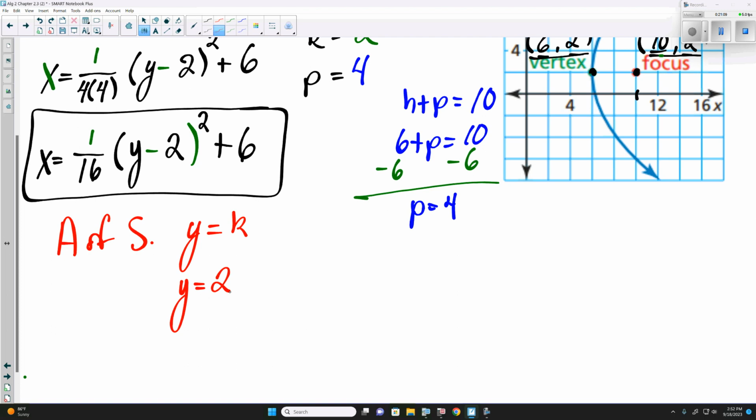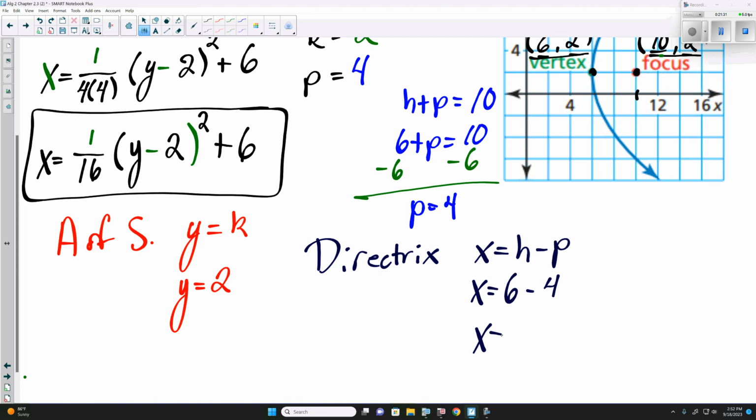Now the new one that we have is the directrix. The directrix for this one here is x is equal to h minus p. Well, our value of h in this case is 6, and the value of p is 4. And 6 minus 4 is 2, so the directrix for this is x is equal to 2. This here is additional because they just asked for the equation.